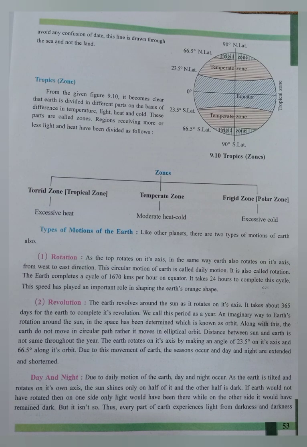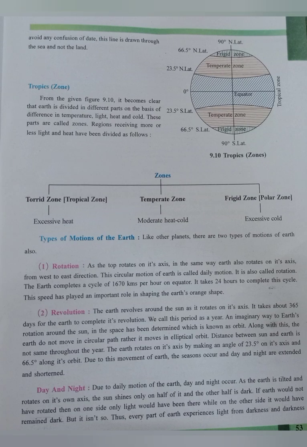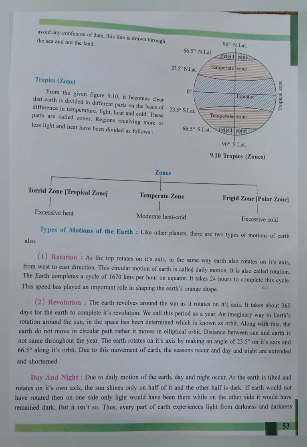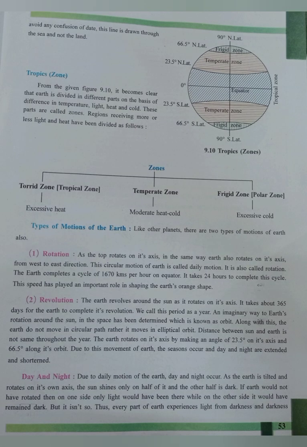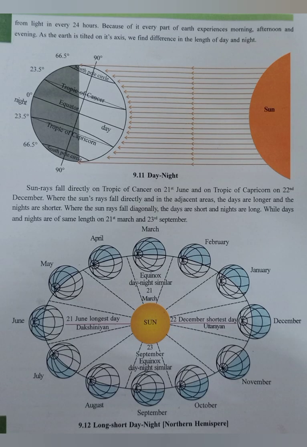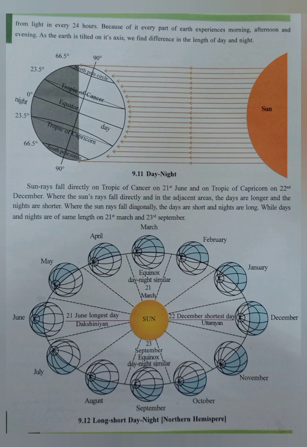The earth rotates on its axis. So different areas come opposite to the sun one after another. The area which is in sunlight gradually goes into the opposite direction of the sun. The area which is in the opposite direction of the sun gradually comes into sunlight. This way the day and night occur. Because of it, every part of earth experiences morning, afternoon and evening.